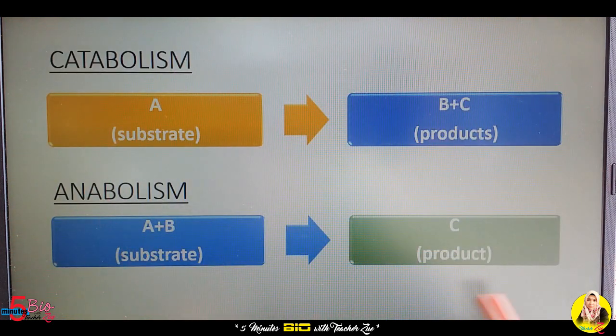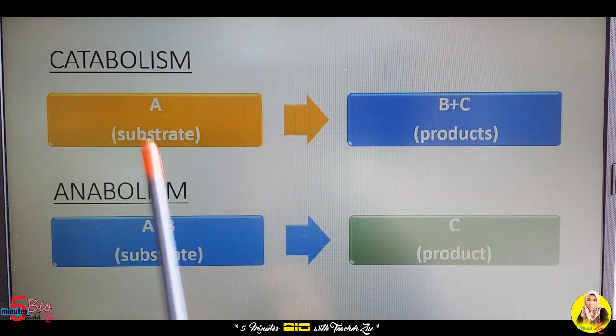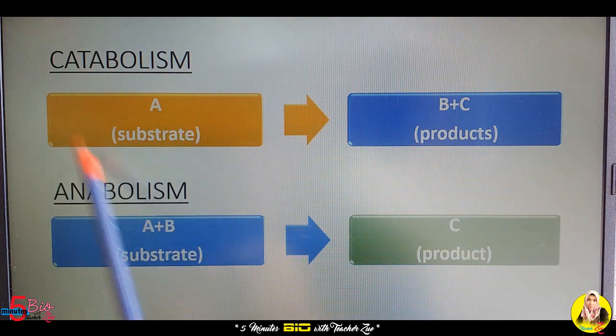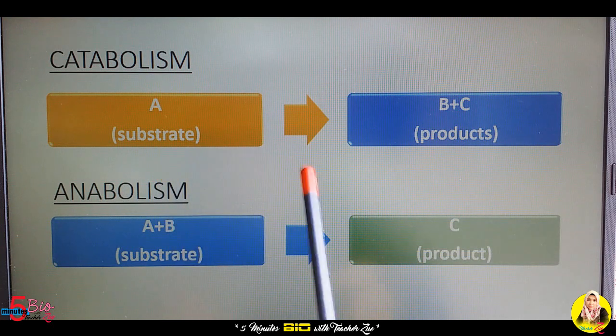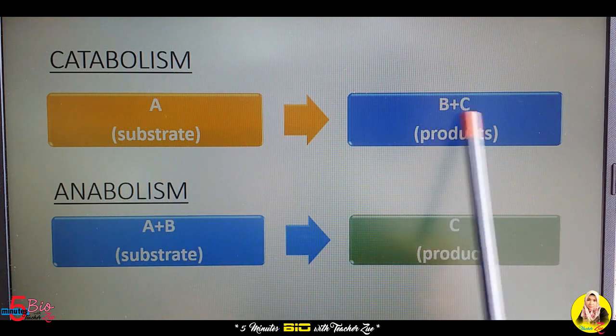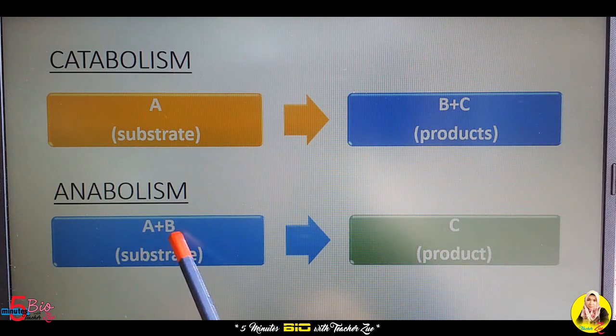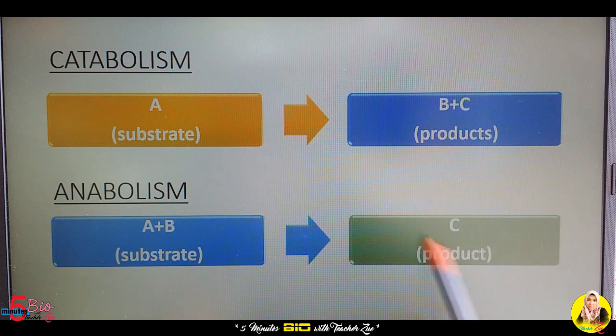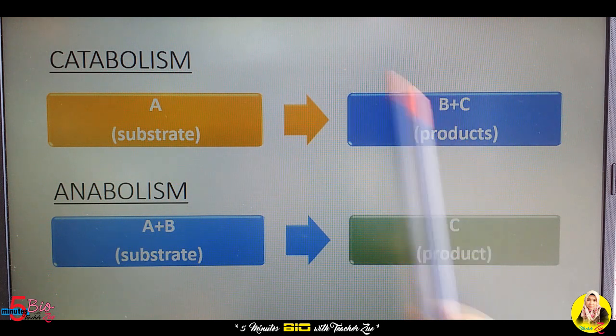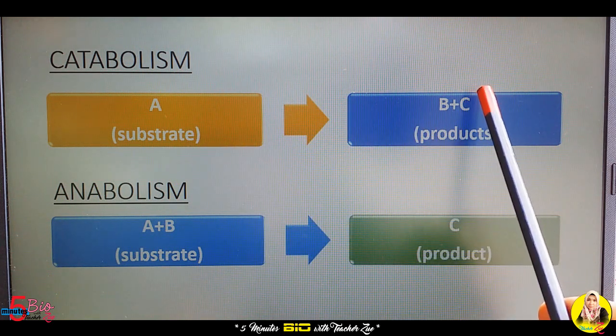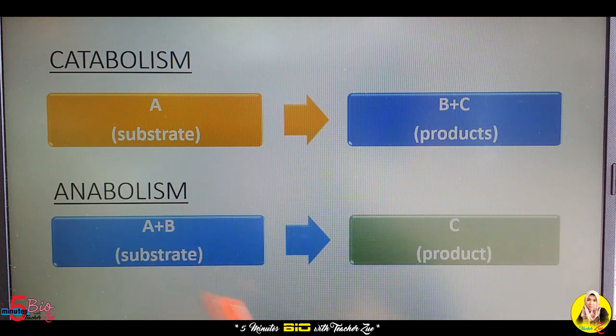Okay, so look at the chart. Catabolism: A, which is the substrate, forms products, which are B and C. Anabolism: A and B combine as substrates and produce a product, which is C. This is the process of breaking down. This is synthesis.